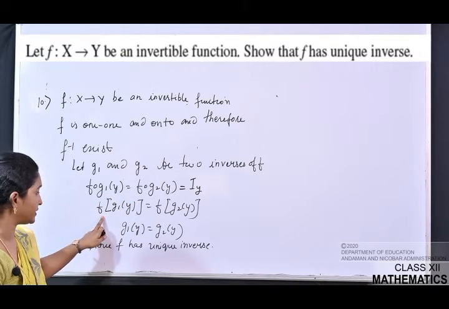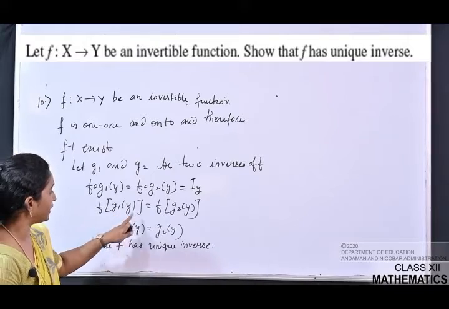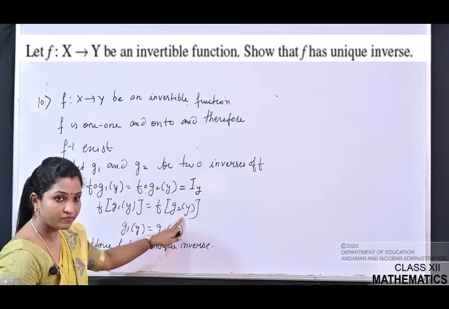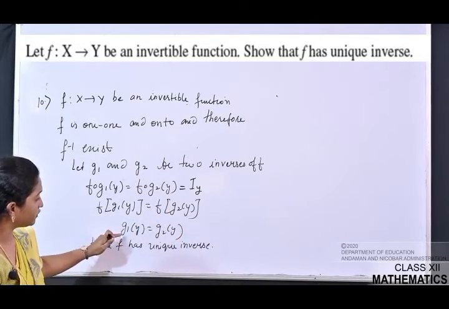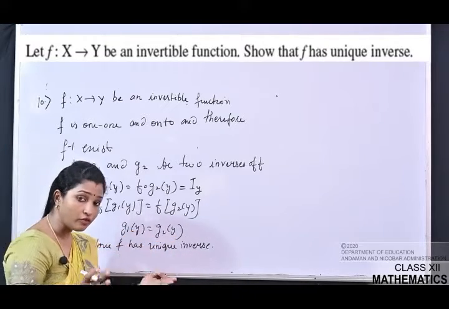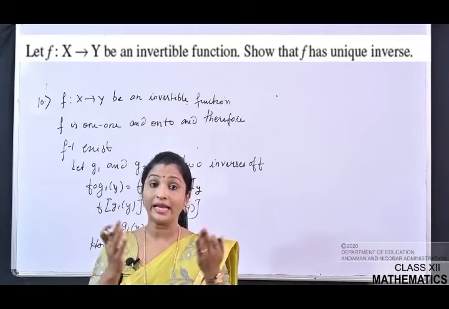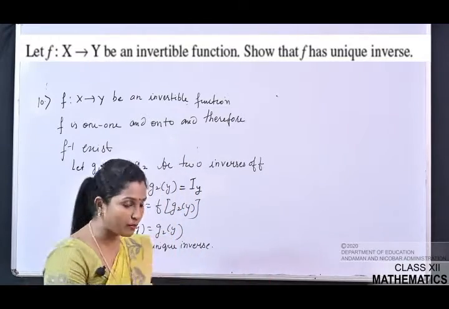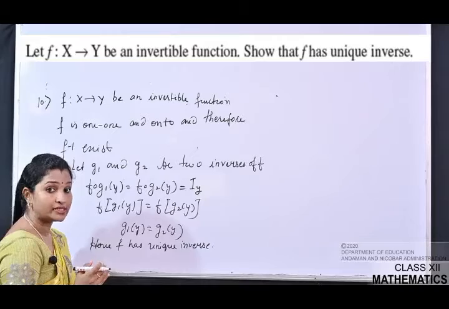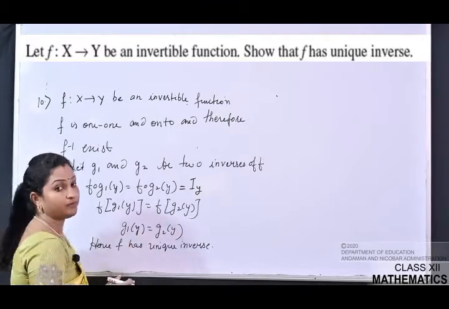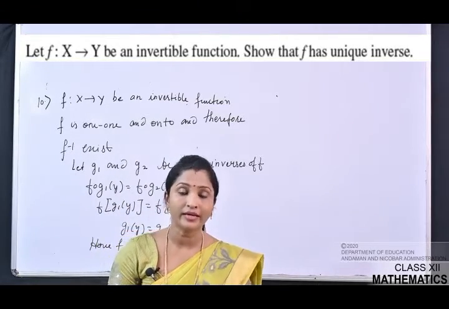When both are equal, according to the definition of composition, you can say that f of g1 of y is equal to f of g2 of y. That means you can say that g1 of y is equal to g2 of y. That means you have proved that g1 and g2 are the same. You started with two different inverses, but what did you prove? g1 and g2 are both the same. When they are both the same, it means f has a unique inverse.